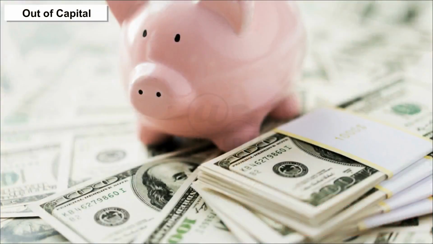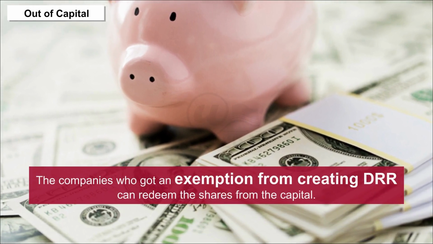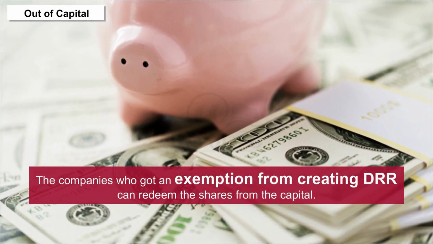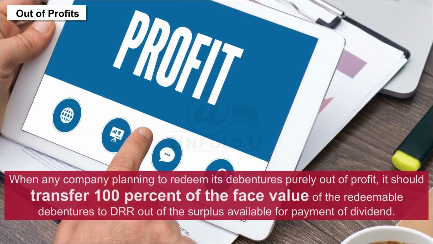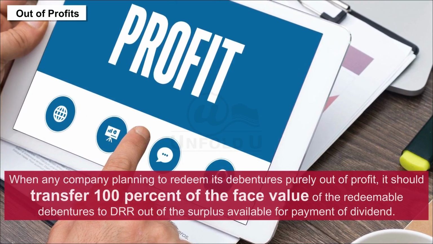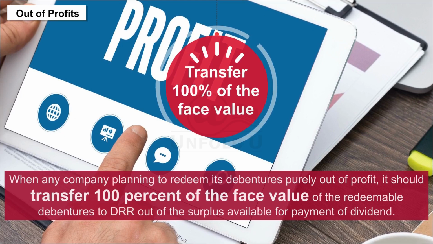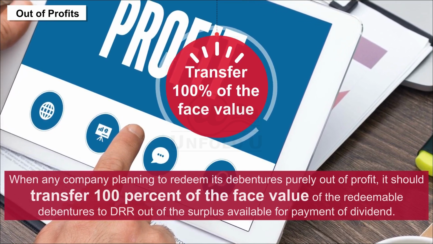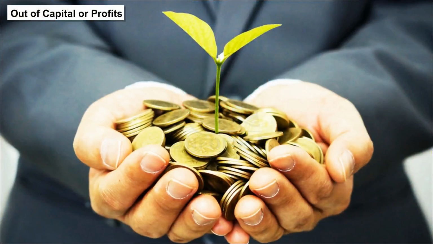Out of capital. The companies that got an exemption from creating DRR can redeem the debentures out of capital. Out of profits. When any company plans to redeem its debentures purely out of profit, it should transfer 100% of the face value of the redeemable debentures to DRR out of the surplus available for payment of dividend. Out of capital or profits.